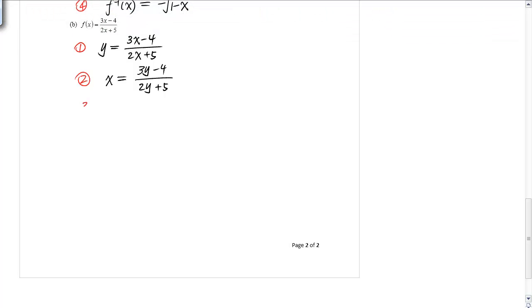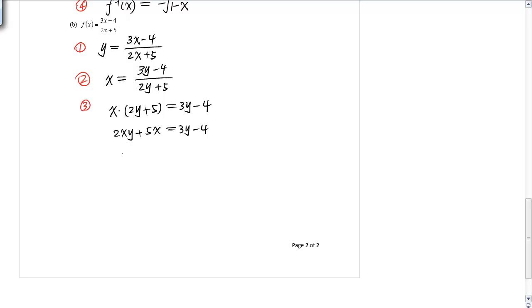And then from step 2, we need to solve for y. We multiply both sides by 2y plus 5, the denominator of the right hand side. So x multiplied by 2y plus 5 equals 3y minus 4. Multiply the left hand side out. 2xy plus 5x equals 3y minus 4. We want to solve for y, therefore we group y terms together on the left, and we group all the terms that do not have y together on the right.